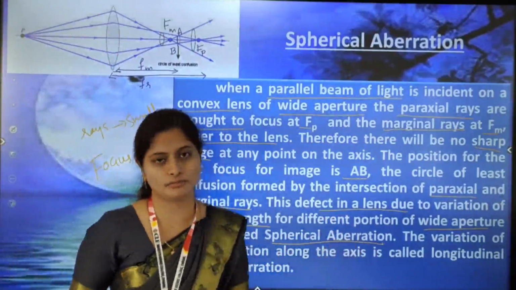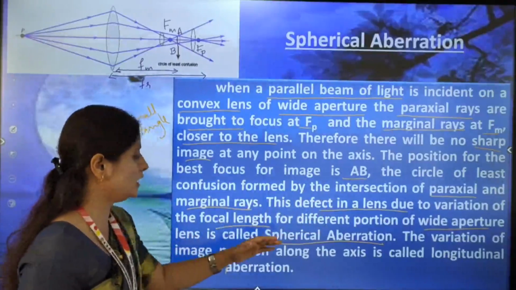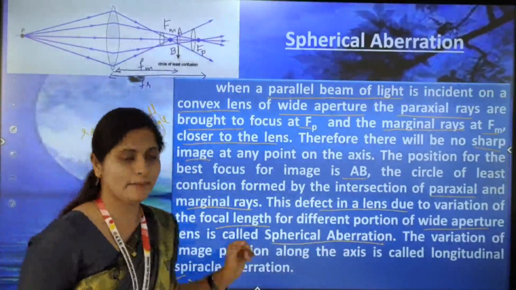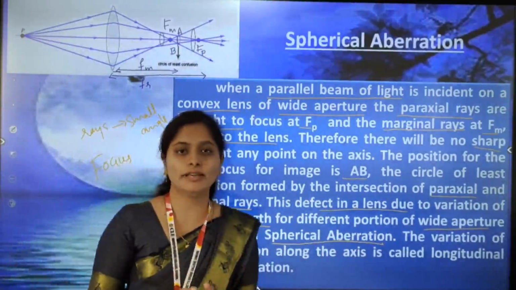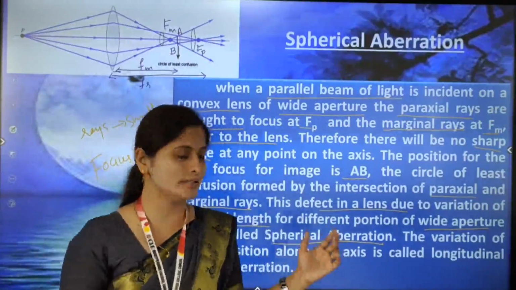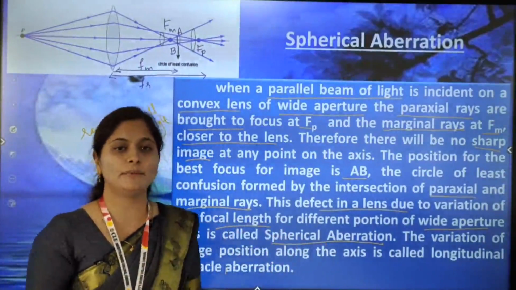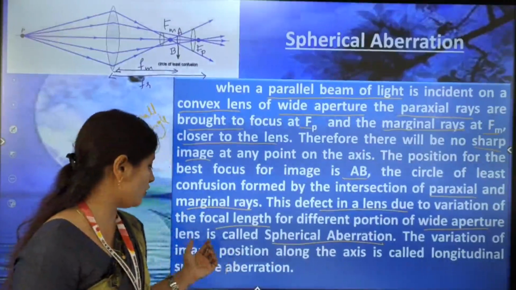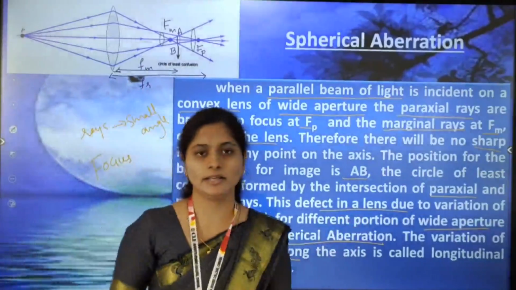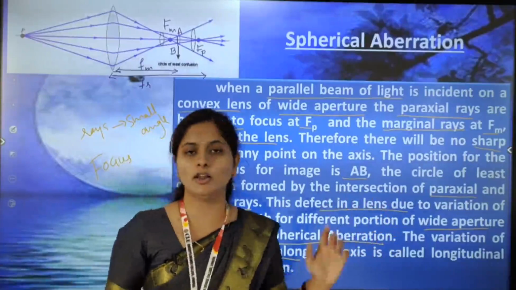This we call spherical aberration. Next, the variation of the image position along the axis is called longitudinal spherical aberration. So in a spherical aberration, the defect is produced in the position of the image along the axis. When a certain defect is produced in the position, we call this what?